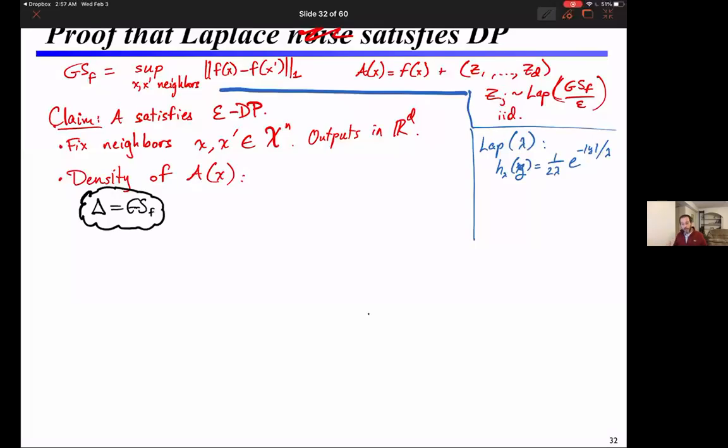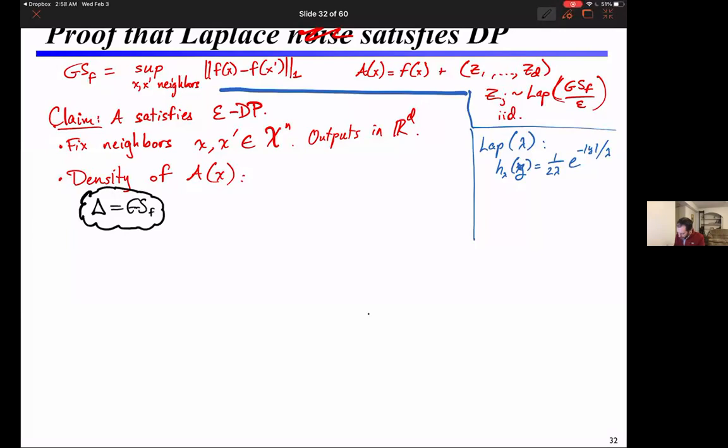Okay, so picking up where we left off, what's the density of A of x? So it is centered at the actual value f of x. Okay. So we're going to make two notation simplifications to make our notation easier to work with.